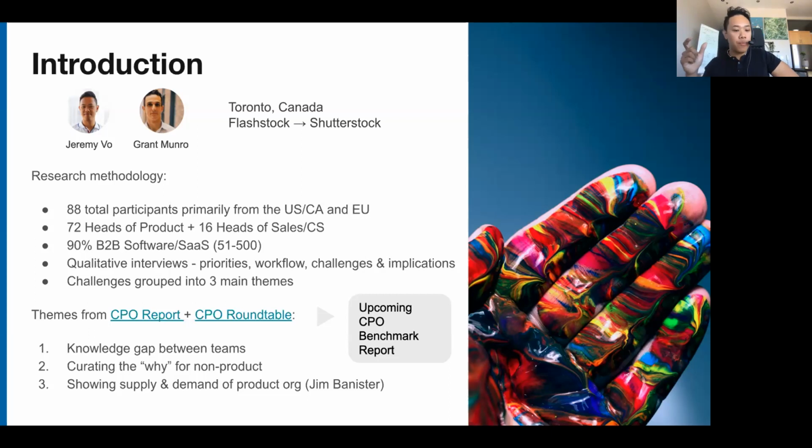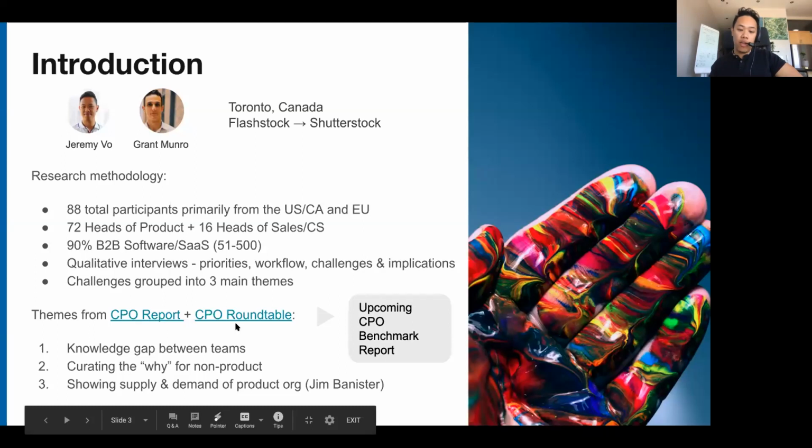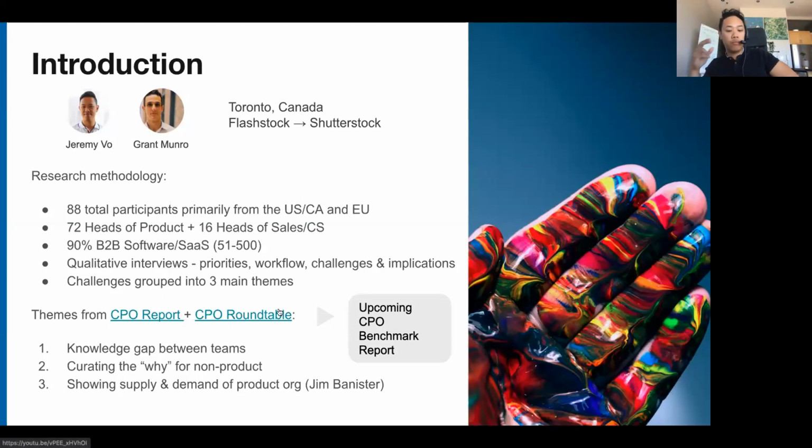Just for context, 90% of the companies that we spoke to were B2B software sales, SaaS, sorry, between 51 and 500 employees. And from a framework perspective, we ran qualitative interviews, learning priorities, the workflows, the challenges, and the implications of those challenges. The output of that was a report that we had initially put together, and then we turned into a roundtable discussing those themes a couple of weeks back. So if you're interested, feel free to click on those links later on.